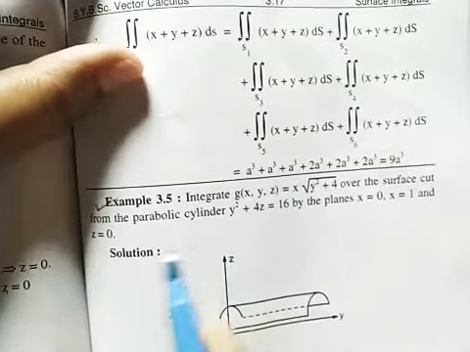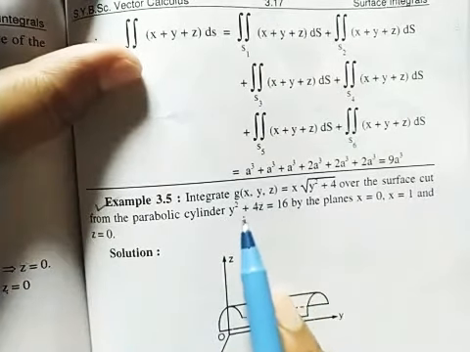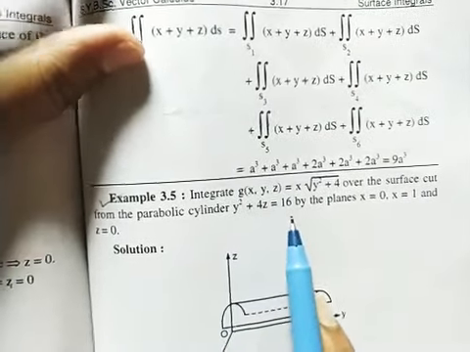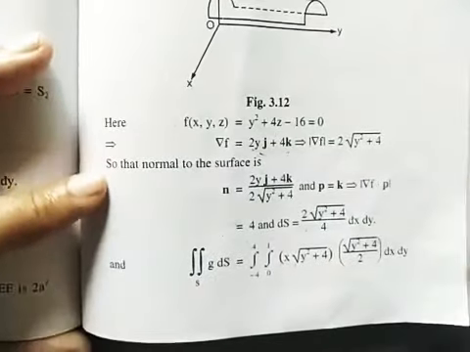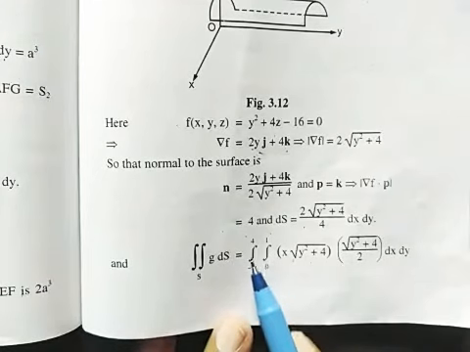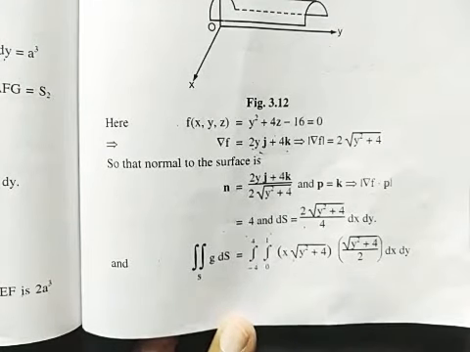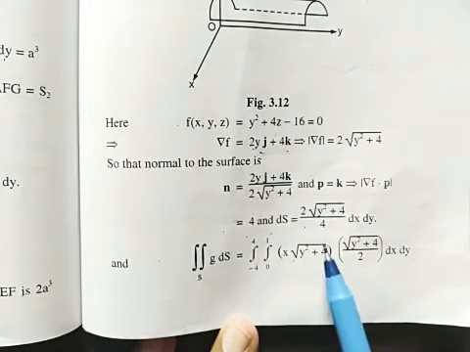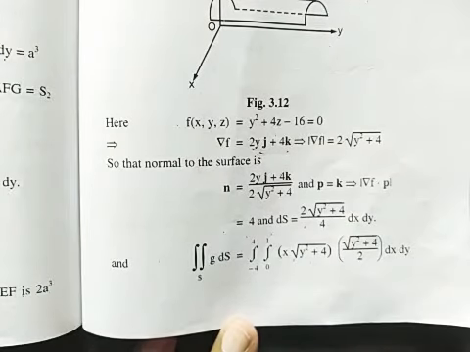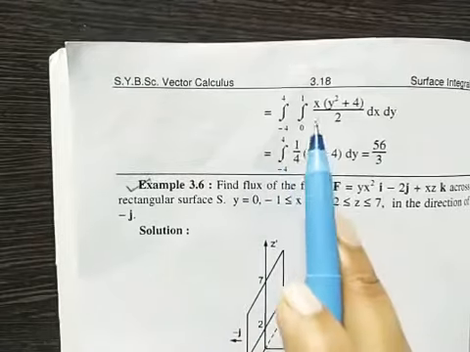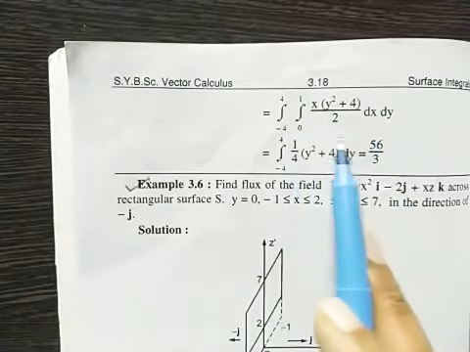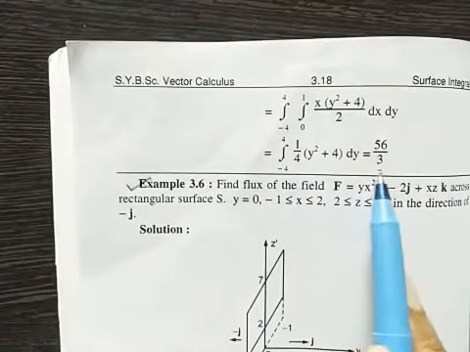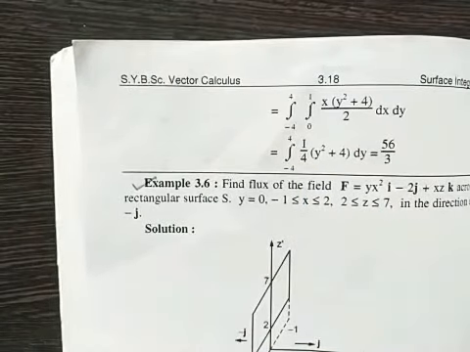Now z is equal to 0. So for this cylinder z 0 means we get the equation y square is equal to 16. So y will be plus minus 4. Therefore y varies from minus 4 to 4. So next we will solve this integral. After multiplication the square root will get cancelled. In the next step we will get x times (y square plus 4) upon 2 dx dy. The limits are as they are. After solving these integrals, we will get the answer as 56 upon 3.